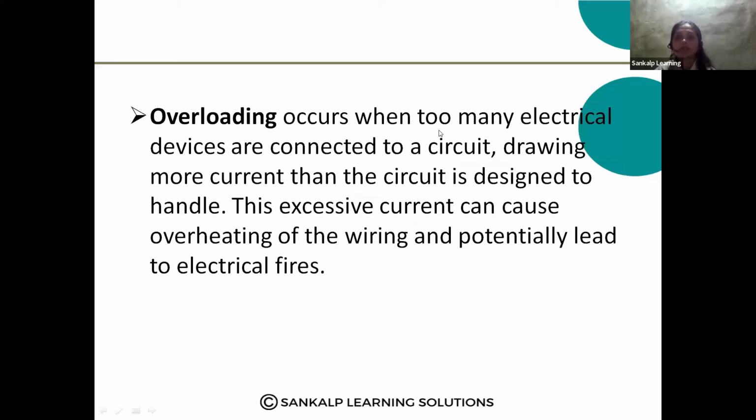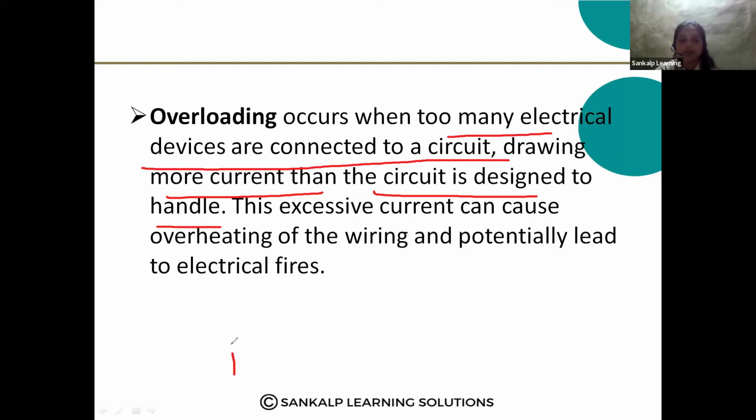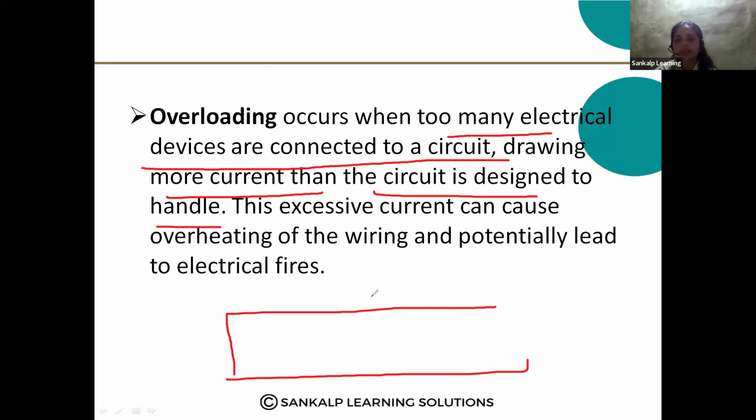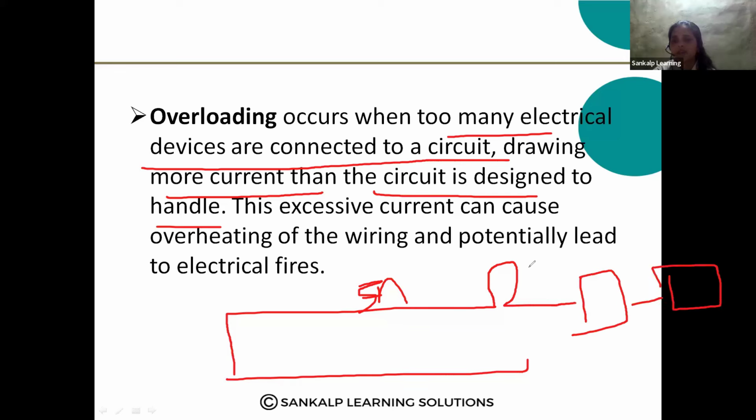Overloading occurs, as I have already explained, when too many electrical devices are connected to a circuit, drawing more current than the circuit is designed to handle. For example, this is one electrical circuit designed to handle 5 ampere current. But this circuit is connected to an electrical bulb, then a refrigerator, then an electric washing machine, and many appliances which are drawing more current.